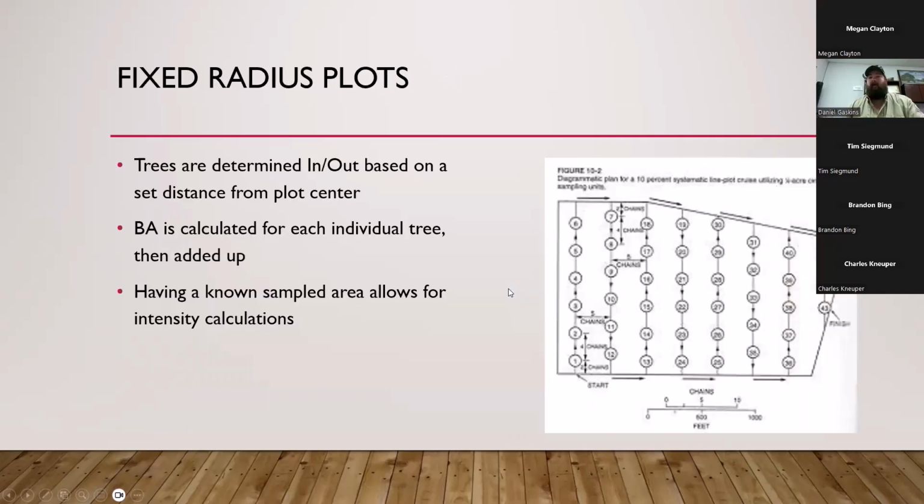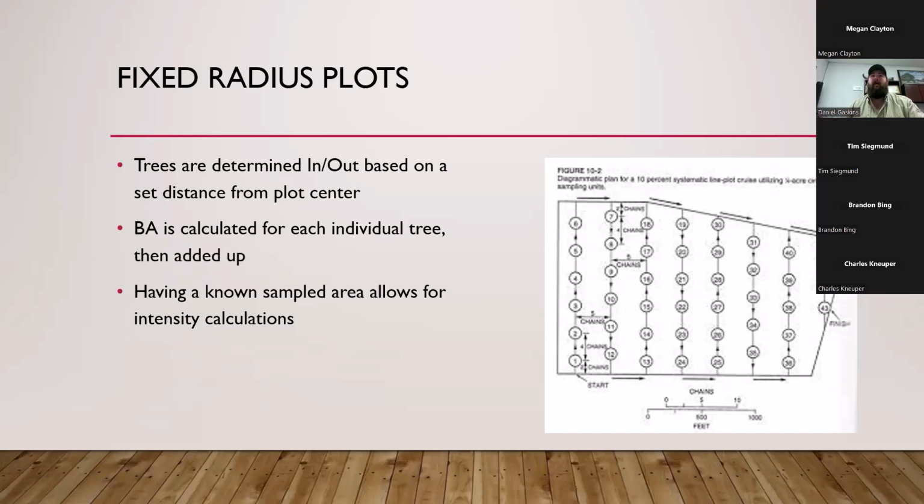The other kind of forest plot we can do is called a fixed radius plot, where we have a set distance from the center of our plot that is in or out. So we can have a set plot radius. To get basal area from this type of plot, you calculate it for each individual tree, and then you add them up to get the basal area for the subplot and then per acre. One of the things that we can get from this that we can't get from variable radius plots is we know what our sample area is, so we can actually do statistics on our intensity.